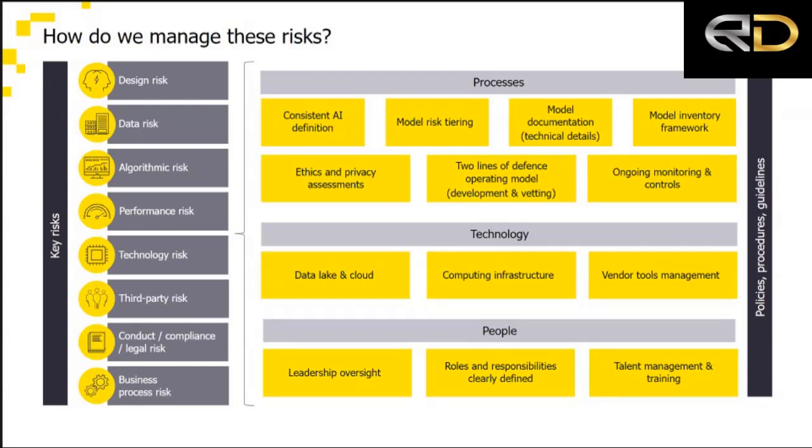And of course, we now have compliance and business risk, which is basically going to be managed by people. That is oversight, roles and responsibility, and then also talent management. But overall, these key risks in artificial intelligence, they are managed by policies, procedures, and then also the guidelines.